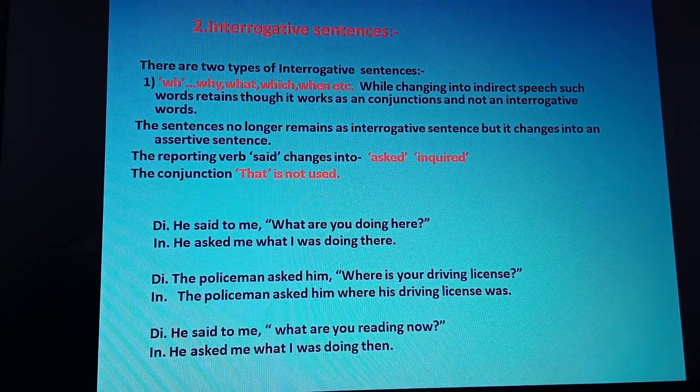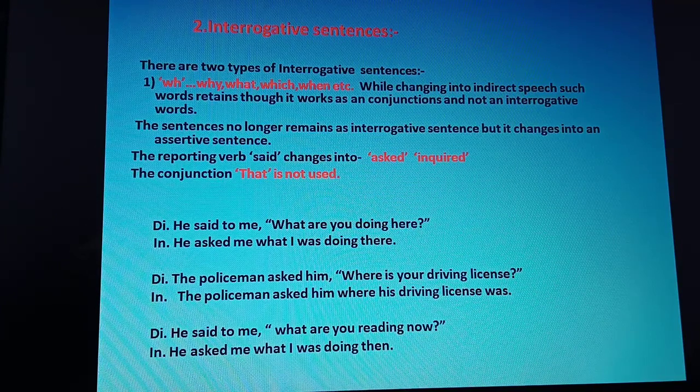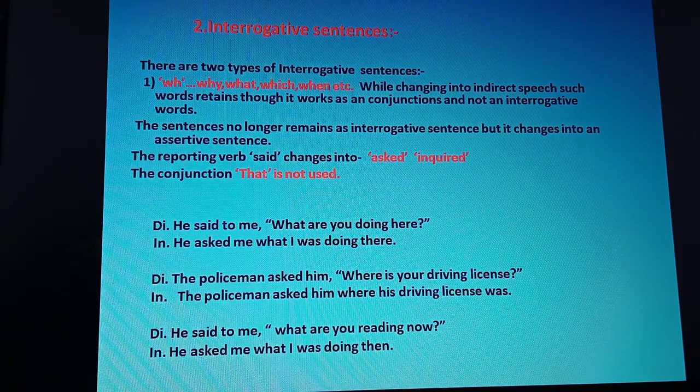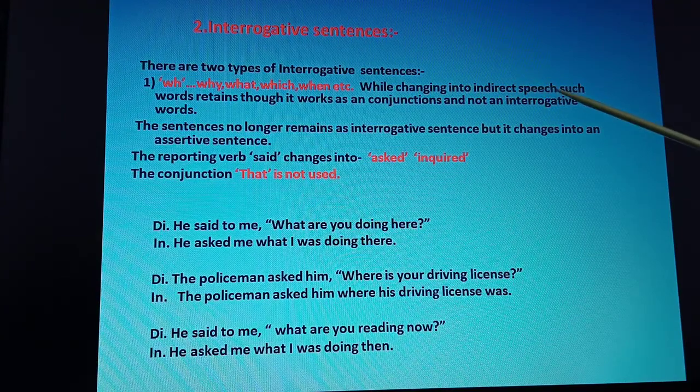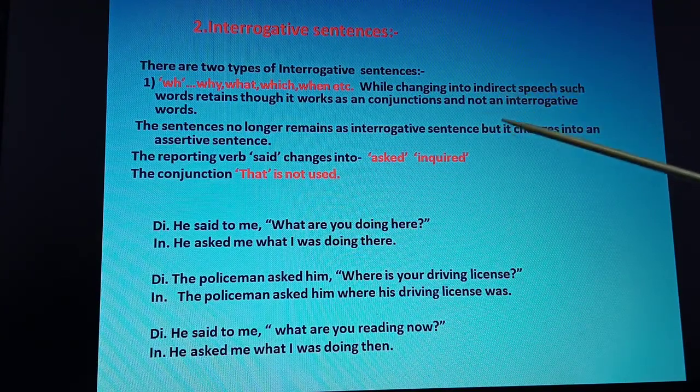The second is interrogative sentences. I have given only two examples in assertive sentences because all the other examples that we did yesterday up to the seventh rule are in assertive sentences only. Now, interrogative sentences. There are two types of interrogative sentences. One is WH words, like why, what, which, when, how. All these are WH type questions. When these WH type questions are asked, then while changing into indirect speech, such words are retained.